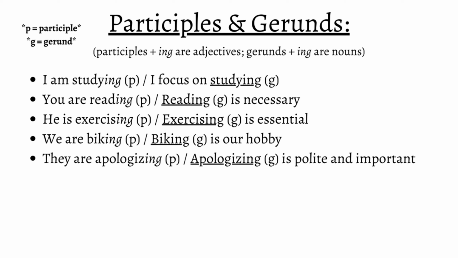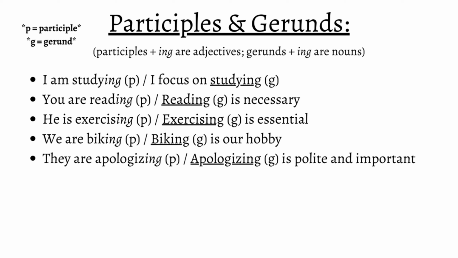I am studying is a progressive phrase with a participle, but I focus on studying is a phrase with a gerund. You are reading has a participle, but reading is necessary has a gerund. He is exercising has a participle, exercising is essential has a gerund. We are biking has a participle, biking is our hobby has a gerund. They are apologizing has a participle, apologizing is polite and important has a gerund.